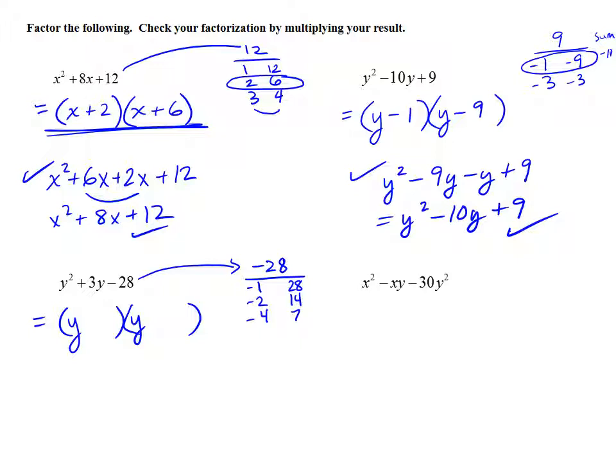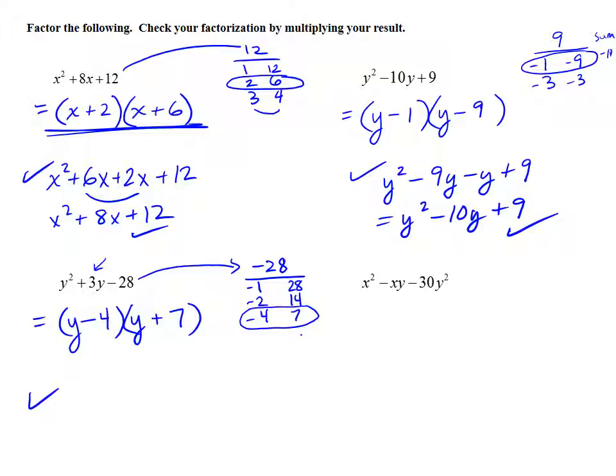A -1 times a 28 will make a -28. -2 times 14, -4 times 7. Now what we want is that +3 to be the sum of one of these. And if we look carefully through and add these each up, -4 and 7 will make that +3. So I'm going to use a -4 and a +7 here. So remember, if your constant at the end is a negative, you're going to need to use one of each sign when you factor that out.